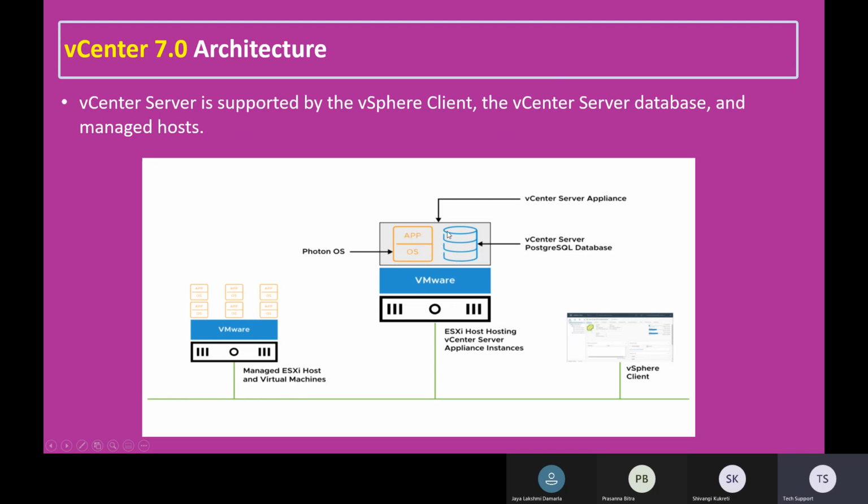And what are the main key components of vCenter server? The operating system is Photon OS, the database is PostgreSQL, and the vCenter Server Appliance. Based on Photon OS, on top of the OS, VMware developed the vCenter Server Appliance application. So they made it complete into one package. Okay. So this is the architecture for vCenter Server. And an ESXi host hosts the vCenter Server Appliance instance. So we need not install vCenter separately on a physical server. We can directly run it on a virtual machine on any one of the ESXi hosts.